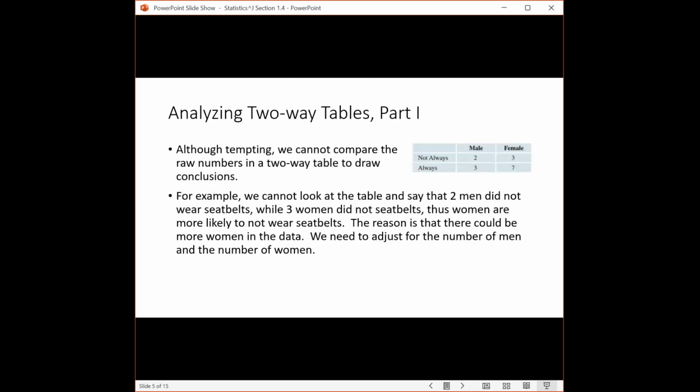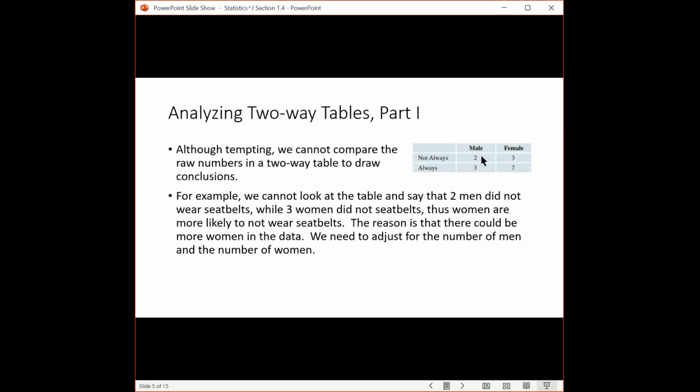Next, we want to go through and analyze the two-way table. So here we've got our two-way table. How can we go through and analyze this? It's tempting to just compare the raw numbers that are in the table, but that's not accurate. Why not? The reason is that you could have different numbers of men and women.